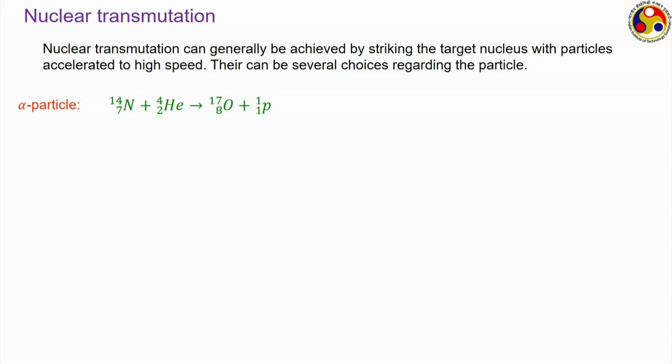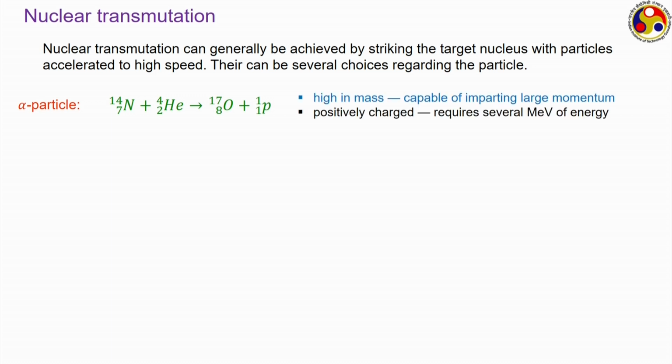Well, the alpha particle was the first one, in this particular example from Rutherford's experiment, but the alpha particle has its own issues. Its advantage is that it is high in mass, therefore it is able to carry a huge amount of momentum, and once it strikes a nucleus, that is of course expected to cause a good amount of damage to the nucleus, or it is very likely to cause a splitting.